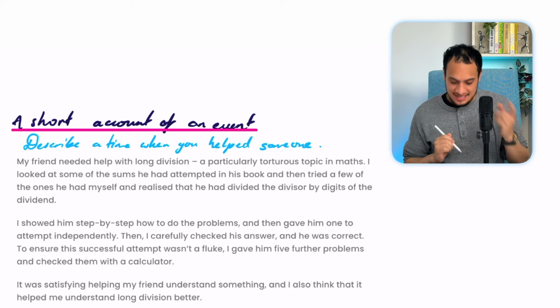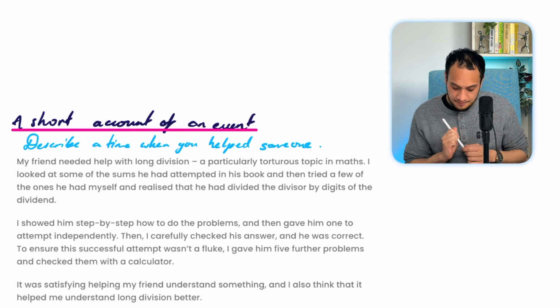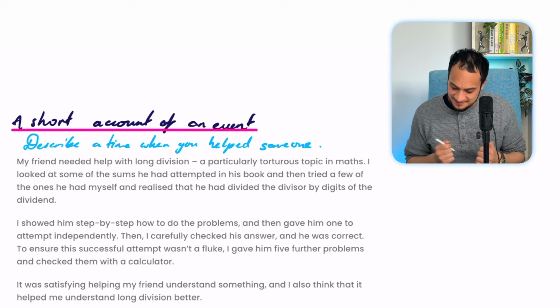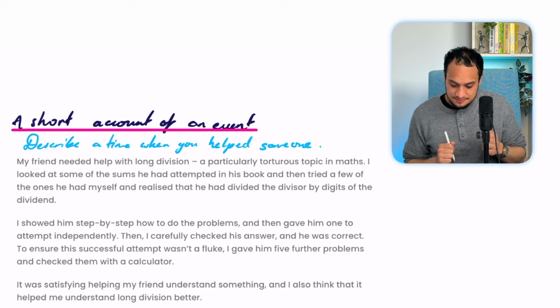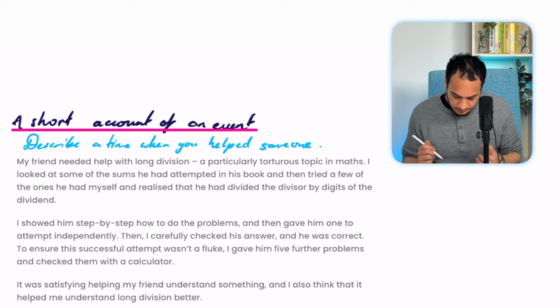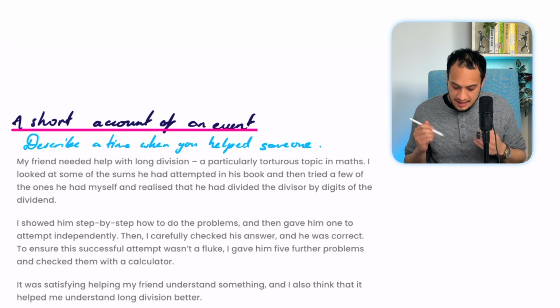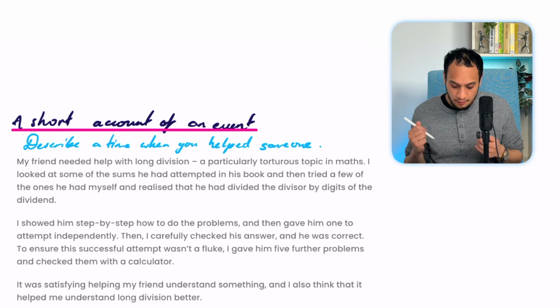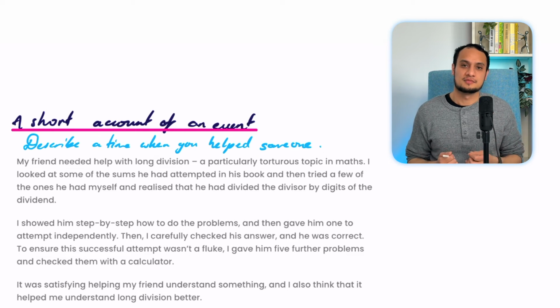I showed him step by step how to do the problems, and then gave him one to attempt independently. Then I carefully checked his answer, and he was correct. To ensure this successful attempt wasn't a fluke, I gave him 5 further problems and checked them with a calculator. It was satisfying, helping my friend understand something. And I also think that it helped me understand long division better.